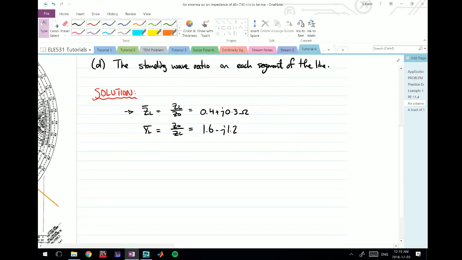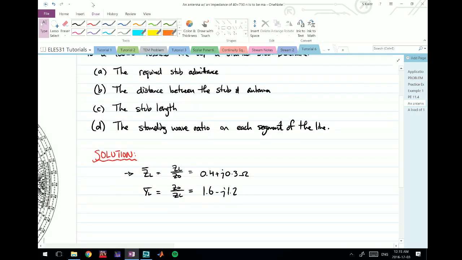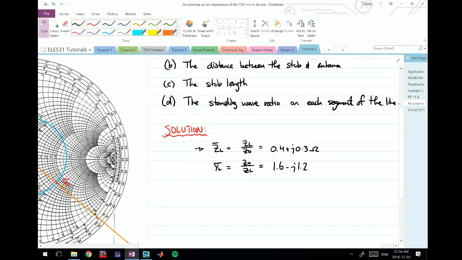So we have ZL and we have YL, so right away we can find the required stub admittance by going through the process outlined in the stub tuning video. If you haven't seen the shorted stub tuning method approach to impedance matching, I would highly recommend you take a look at that video before watching this one, because if you don't, none of this will make very much sense.